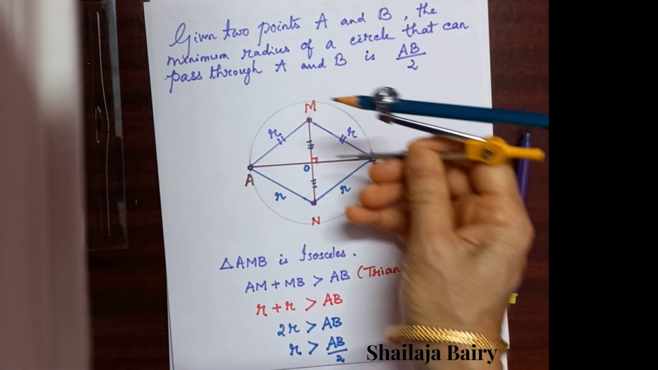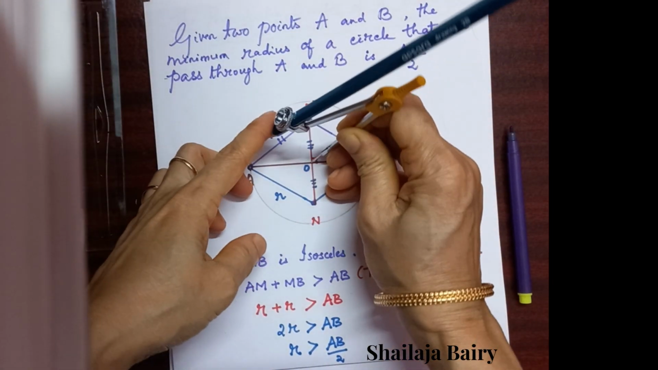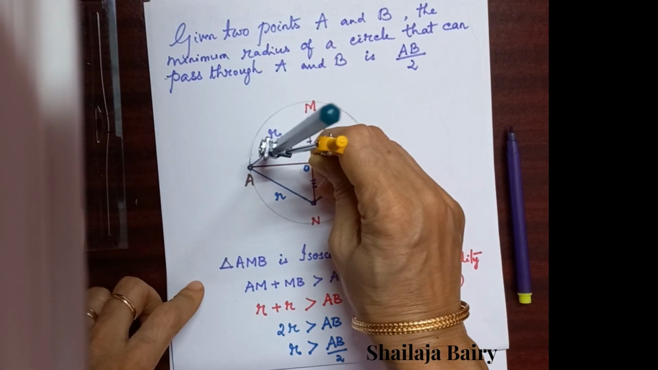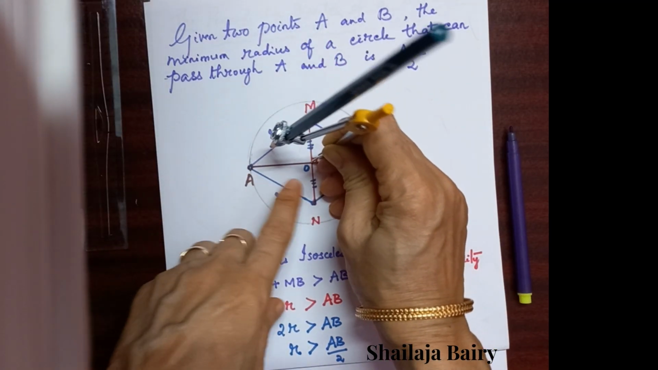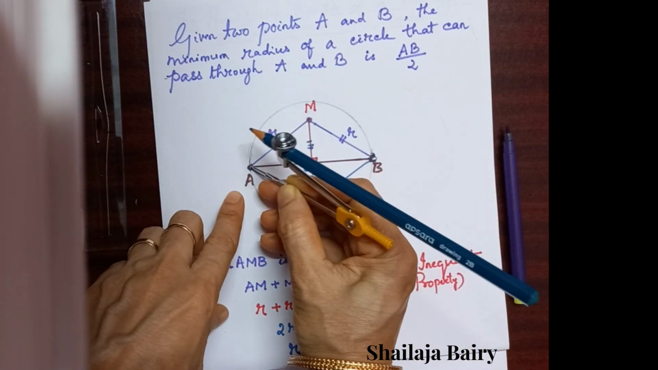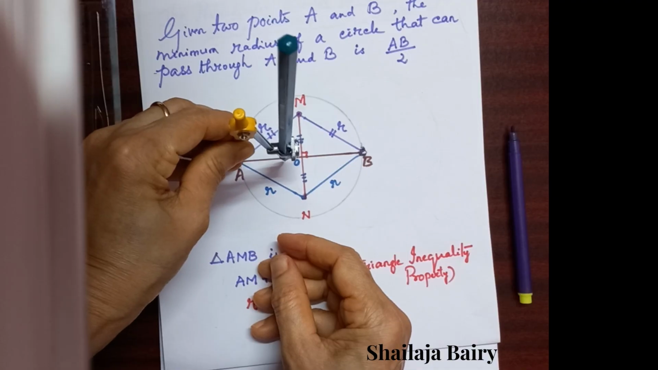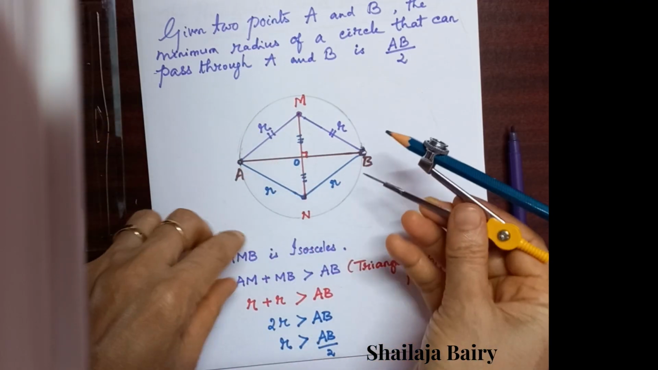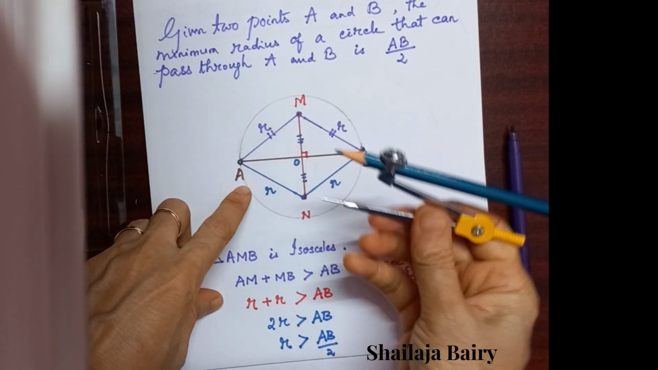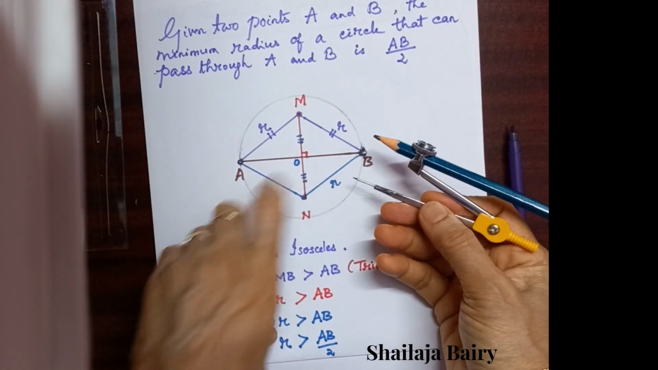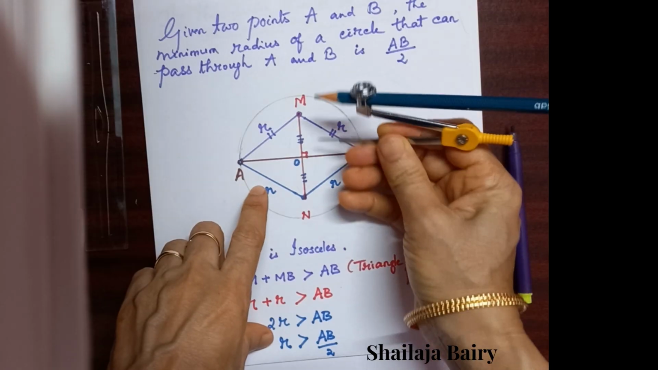Let us see what happens if it is less than half of AB. It will not be covering both the points A and B. So if I try to cover A, then B will not actually be covered. Or if I cover B, A will be missed. Actually, more than half is okay. So this can be understood.